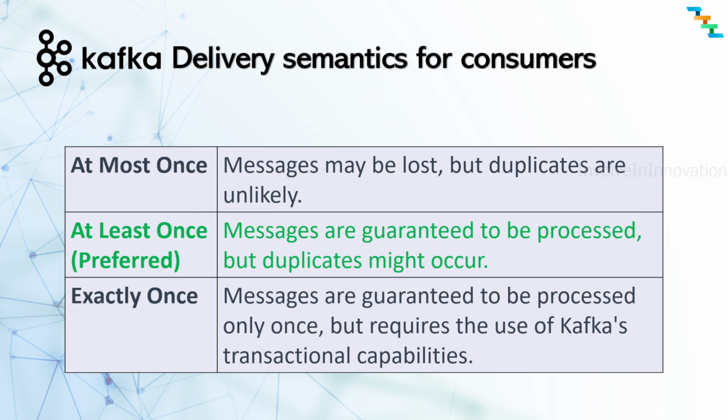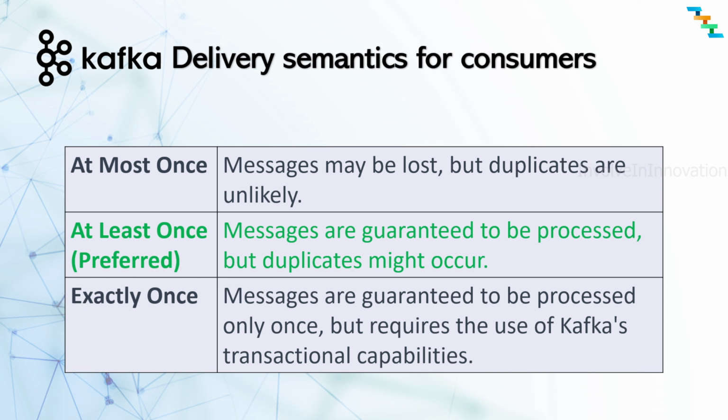Next is the delivery semantics for consumers. The delivery semantics for the consumer refer to how messages are processed and acknowledged by consumers within the consumer group. Kafka provides several delivery semantics options that allow you to control how consumers receive and process messages while ensuring reliability and fault tolerance. There are 3 major delivery semantics for consumers.